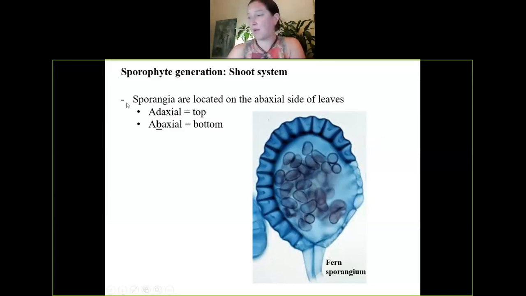So let me look at your lab handout real quick to see if I can point out some structures here. Okay, so this looks a little bit different than the sporangia that we saw during the non-vascular plant lab. So the sporangia is still elevated by a little stalk, and it's still kind of a round shape here. These are spores inside. Each of these is a spore inside, little jelly bean looking things. But the fern sporangia has a unique structure that is called the annulus.